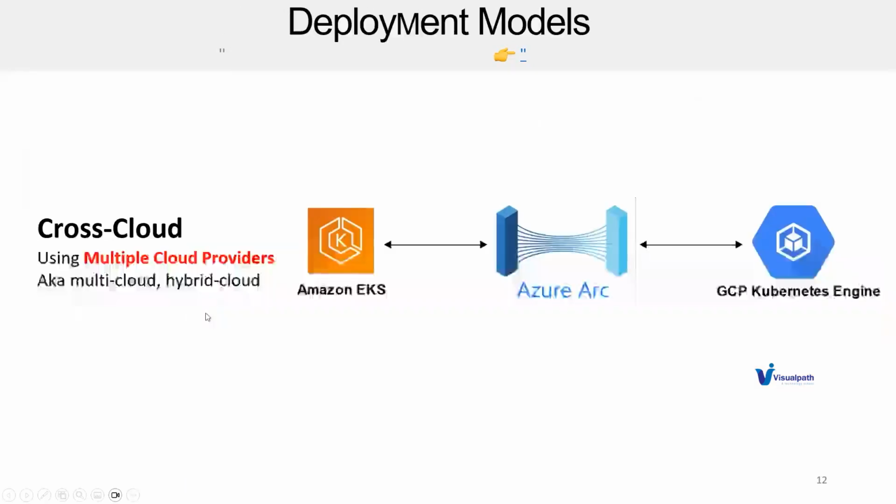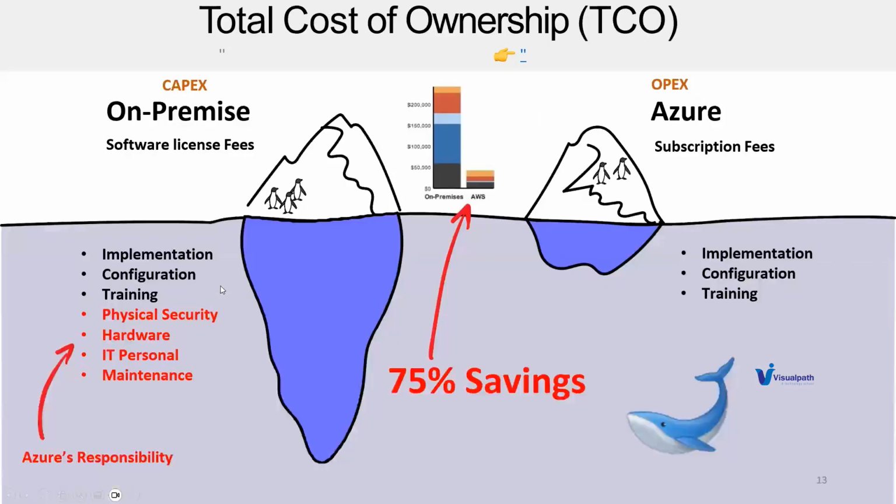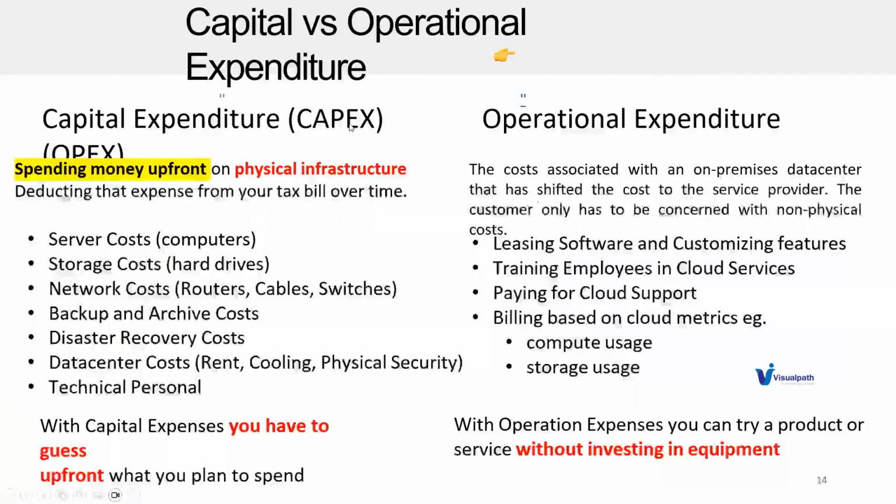Now we also started seeing something like cross clouds, multi-cloud providers or the hybrid clouds. Then we started seeing something like capex and opex. Lakshmi, capital expenditure means the initial budget that you spend. Operational expenditure means the subscription fee that you pay as you go, that is your operational expenditure in this particular case. Then we saw the difference between capex and opex.